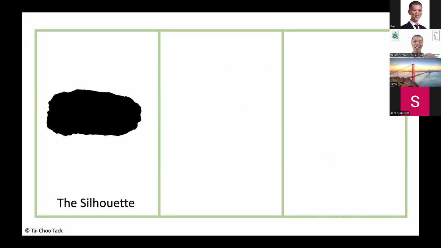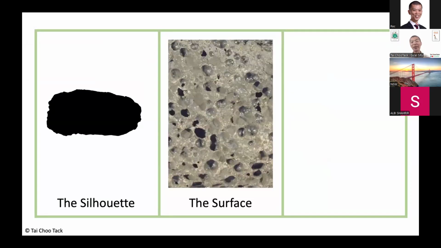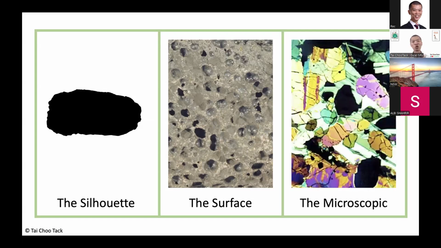Everything is black. And if I want to know a little bit more, that's the moment we check the surface. If I really want to know what is inside, that is a microscopic level. Same object, three levels of inspection. That means we are able to perform such inspection with our data.